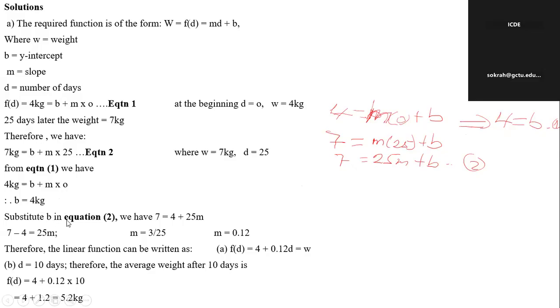So substituting B into equation 2, where you know B is equal to 4, we have 7 is equal to 4 plus 25M. Please don't be confused if you are following me here. B plus 25M is the same as 25M plus B. And now the B is 4 from equation 1. So in place of B, we put 4. So 7 is equal to 25M plus 4. It's the same as 4 plus 25M. So that's what you are seeing here.